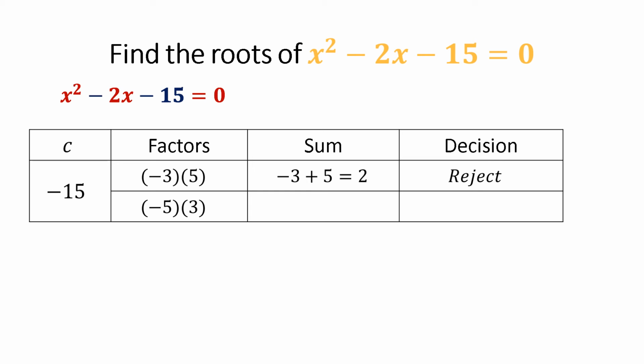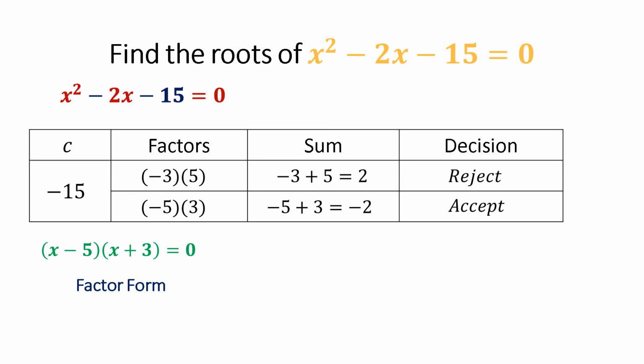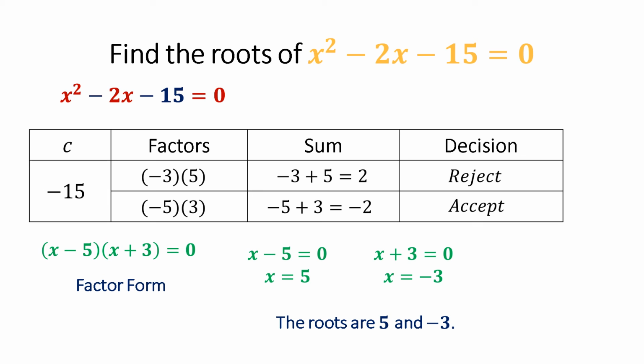Now, we reverse now the sign. So we have negative 5 times 3. Negative 5 plus 3 is negative 2. So we accept that. So we write that in factor form. So x minus 5 times x plus 3 is equal to 0. So that would be the factor form. And then by zero product property, x minus 5 is equal to 0. Expediting that, that would be x equal to 5. And then x plus 3 is equal to 0. Expediting, we have now x equals negative 3. So the roots are 5 and negative 3.